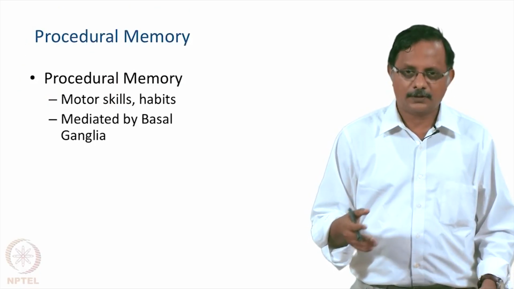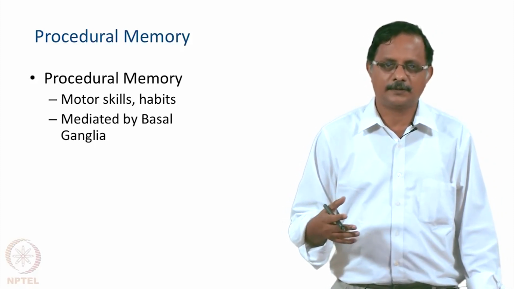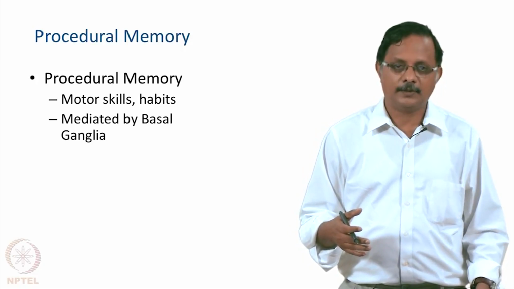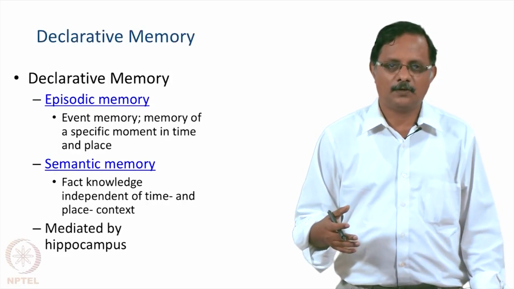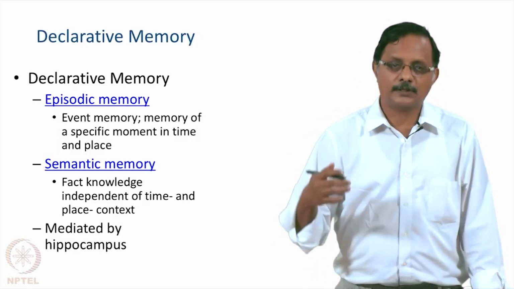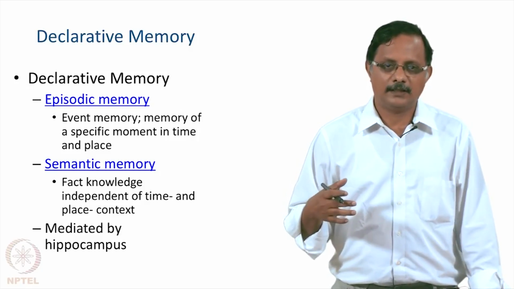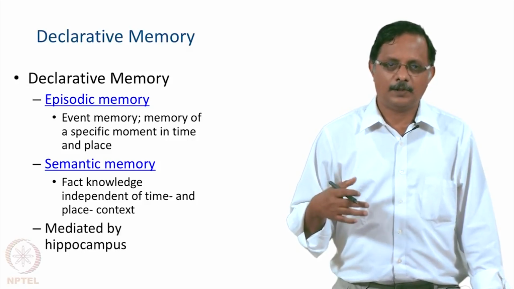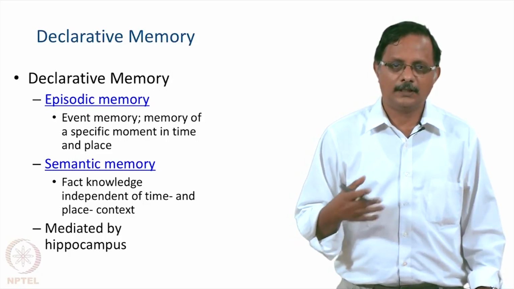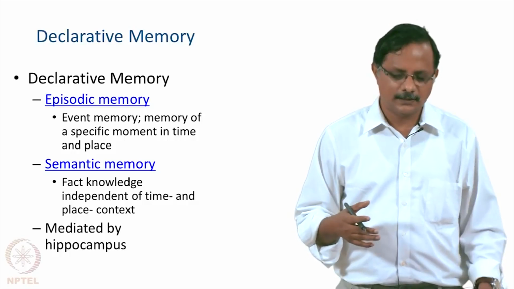So the basal ganglia is involved in the memory of motor skills or habits, which is procedural memory, whereas for the other kind of memory, declarative memory, a different structure is involved, and that is called the hippocampus. Within declarative memory there are two subcategories: the memory of events, which is episodic memory, and the memory of facts, which is called semantic or word memory, which refers to the memory of names of things and places and things like that.